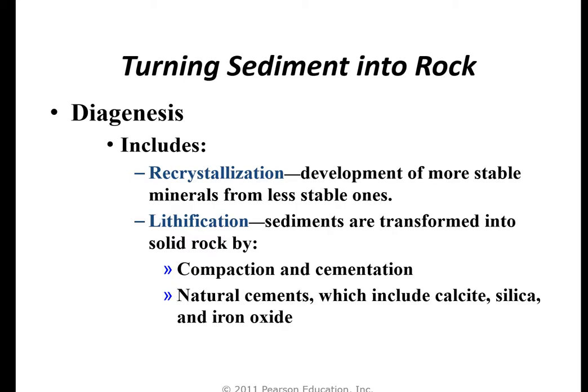So this diagenesis includes recrystallization, the development of more stable minerals from less stable ones, and lithification, where sediments are transformed into solid rock by either compaction and cementation, or natural cements, which include calcite, silica, and iron oxide.